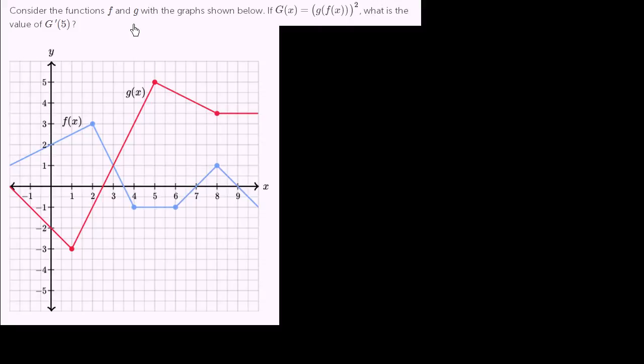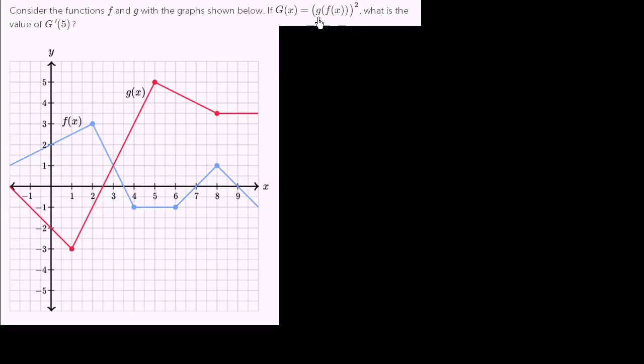Consider the functions f and g with the graphs shown below. If capital G of x is equal to g of f of x, whole thing squared, what is the value of capital G prime of 5? And I encourage you to now pause this video and try to solve it on your own.